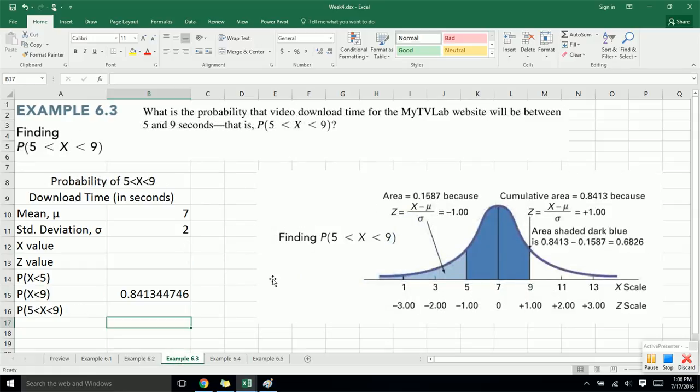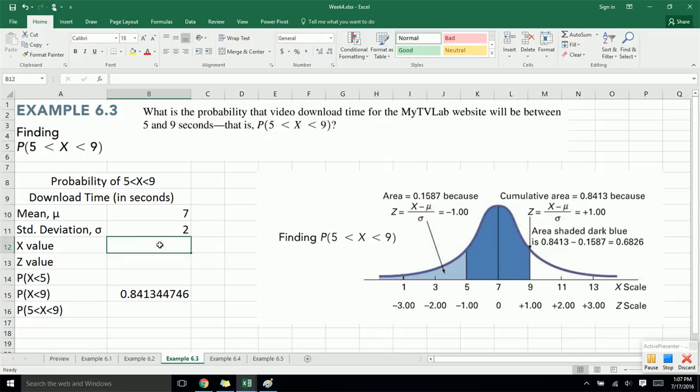Example 6.3. What is the probability that video download time for the MyTVLab website will be between 5 and 9 seconds? So we are asked to find the probability of the video download time being between 5 and 9 seconds. We need to find out this dark blue shaded area under the curve. We already know the probability of x being less than 9 seconds from example 6.1. So we need to find the probability of x being less than 5 seconds. We can deduct the probability of x being less than 5 seconds from the probability of x being less than 9, and then we get this dark blue shaded area.